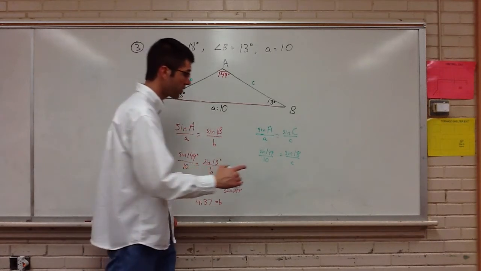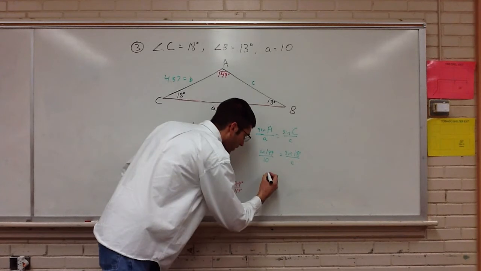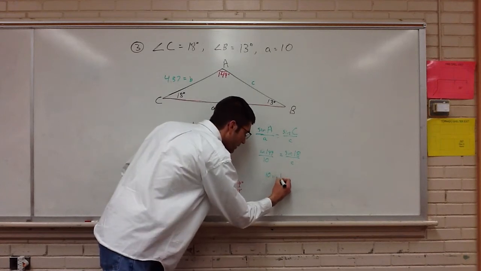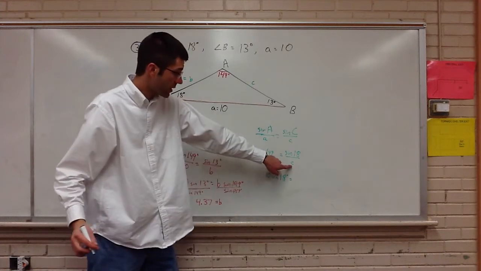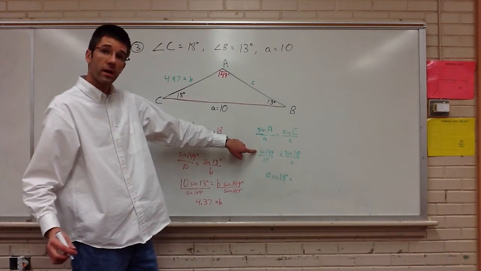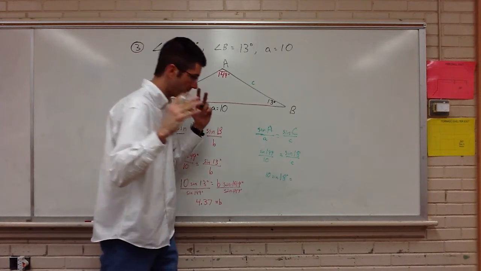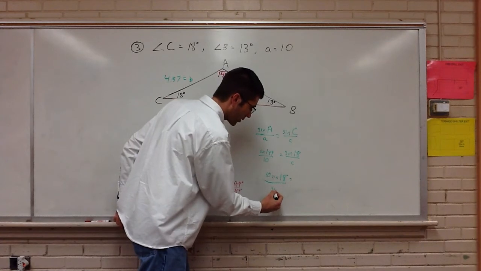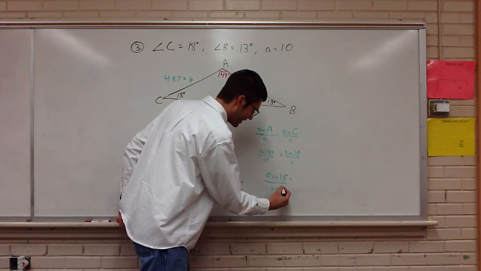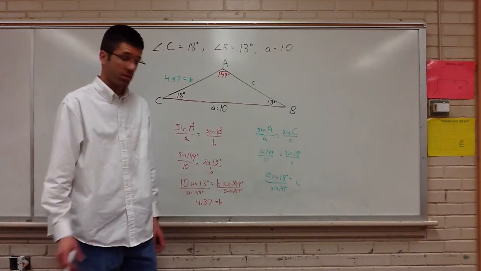Cross multiplying will give me 10 times the sine of 18. Let's write it down. 10 sine 18. And that would equal C times the sine of 149. In the process of solving what I just had in my head, I would have to divide by the sine of 149. I did it again, didn't I? I said 148 when it's really 149. It's the second time that's happened. Anyway, there we go. That's your answer, whatever that is.